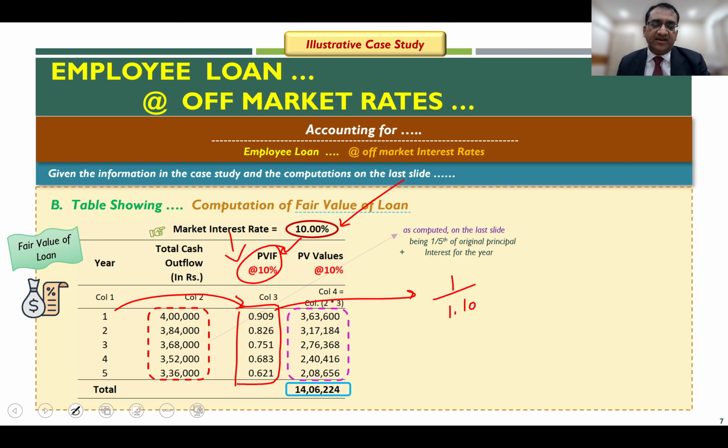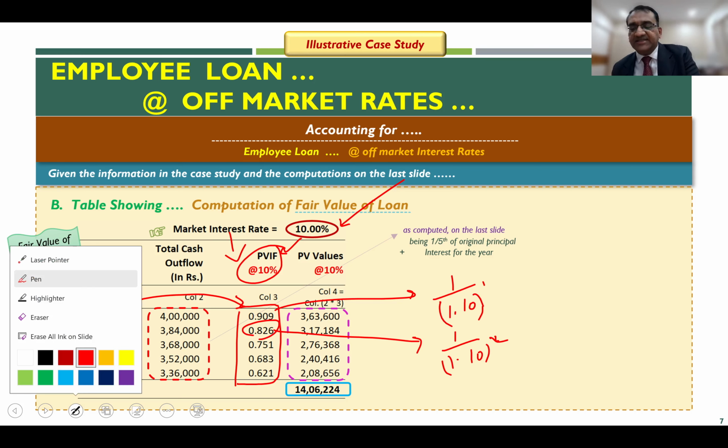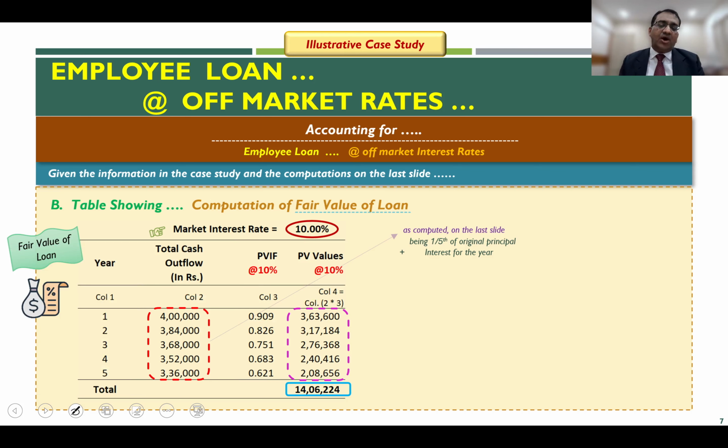10% is the discount rate to the power of the year number 1. So second one, 0.826 will be 1 divided by 1.10 to the power 2. If you solve this, you get these PV factors. But as I mentioned, these PV factors can readily be obtained from the PV factor tables. In any standard textbook, you will see in the appendix, these tables are given.